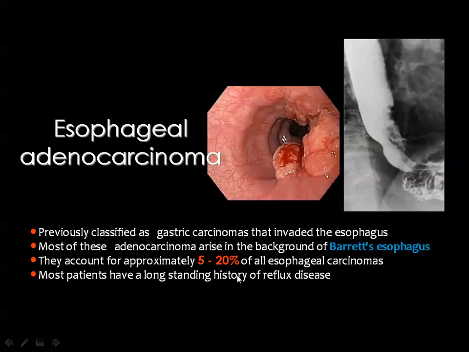Then esophageal adenocarcinoma, as I have said, occurs on the top of the Barrett esophagus, which represents mucosal dysplasia of the distal part of the esophagus secondary to chronic gastrointestinal reflux disease. Hence, the appearance of the lesion will be in the distal part of the esophagus, and it was previously thought to be of gastric origin that has invaded the distal part of the esophagus.